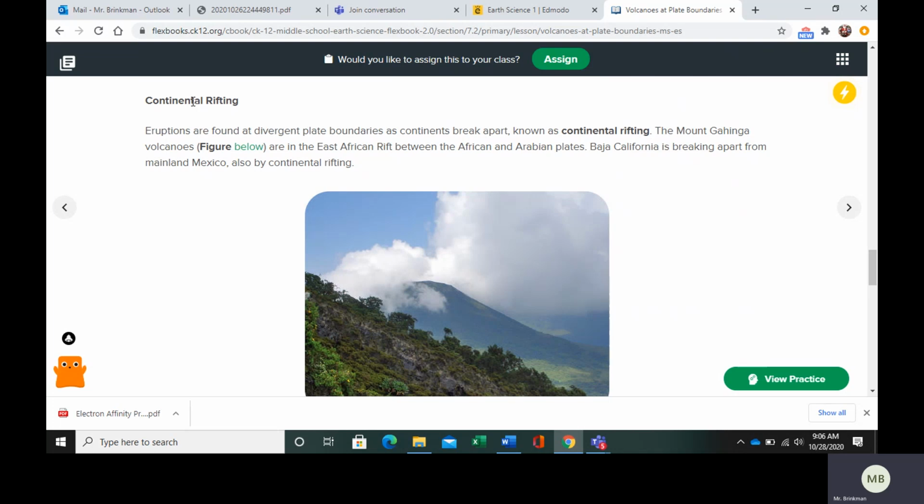So another divergent plate boundary where we find eruptions and volcanoes is continental rifting. So remember, this is two continental plates spreading apart. All right, an example of this is Mount Gahinga. These are in the East African Rift Valley. Well, the East African Rift between the African and Arabian plates.